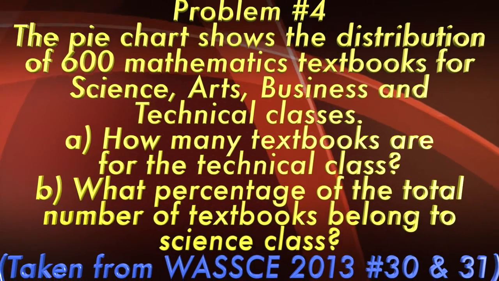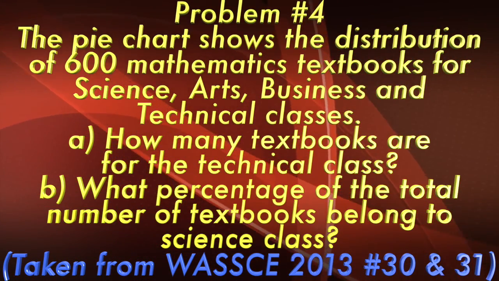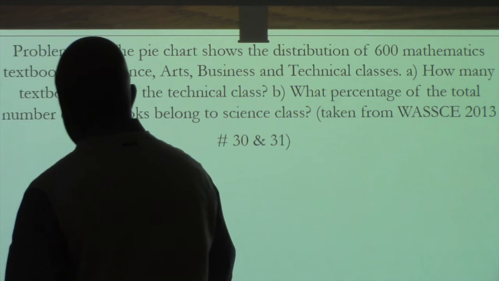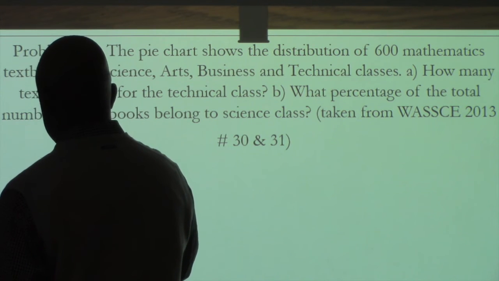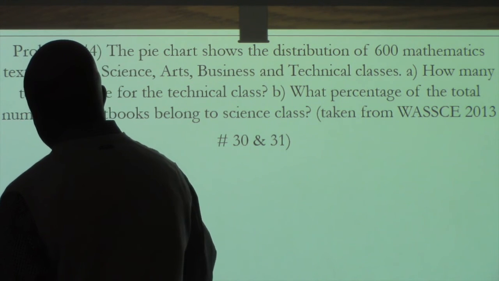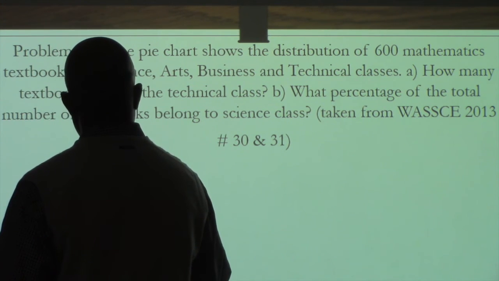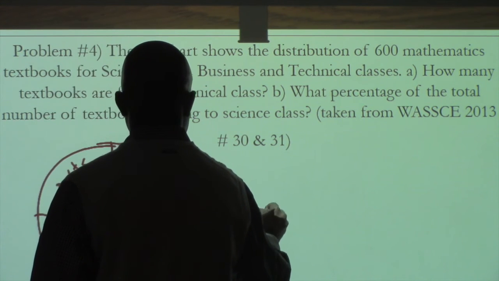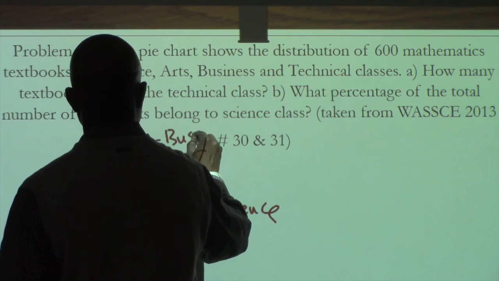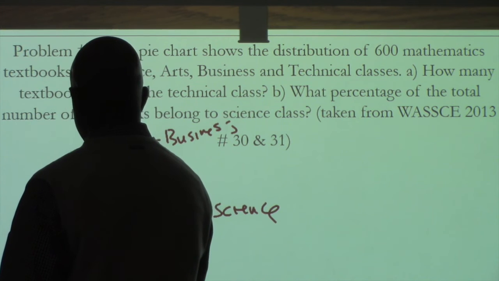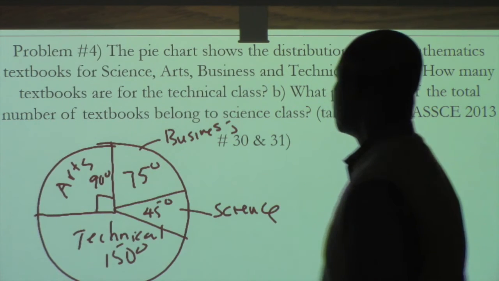It says the pie chart shows the distribution of 600 mathematics textbooks for science. So here's the pie chart that we're talking about. Degrees. This is for arts. 45 degrees. This was for science. Here was 75 degrees, and this was for business. And this was for technical. This is 150 degrees.